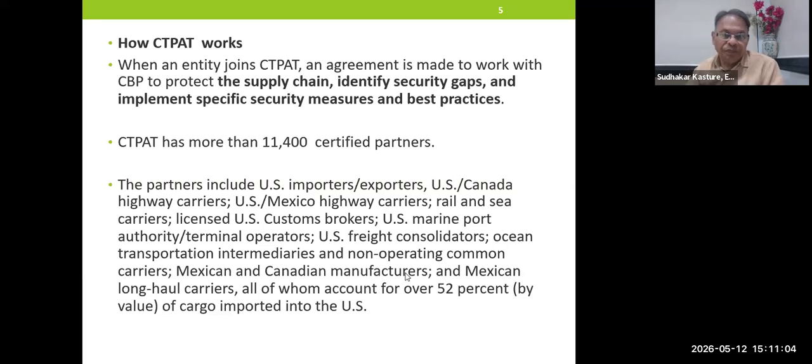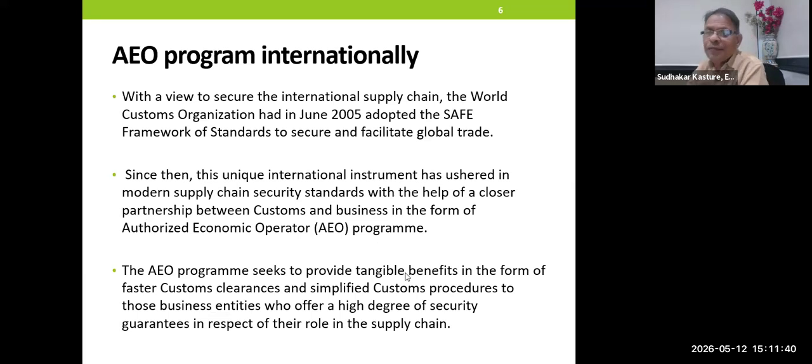Because it was a group of NAFTA, the three North American countries, US, Canada, and Mexico. And there is a lot of cross-border trade between these countries. So, the beginning starts with this. Remember these four things: supply chain, identifying security gaps, implementing specific security measures, and following the best practices of the world. If you understand these four, you understand the basics, because the same concept has been converted into AEO, and this program was launched internationally with a view to secure the international supply chain. WCO launched this program in June 2005, adopted the SAFE framework of standards, and then it continued.